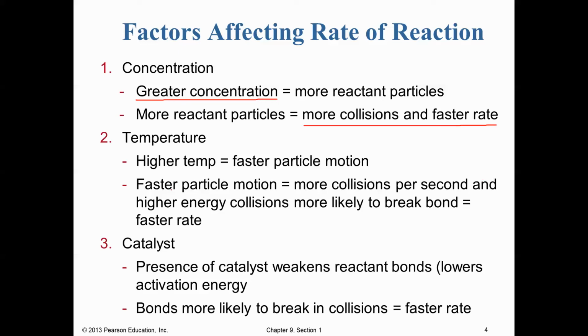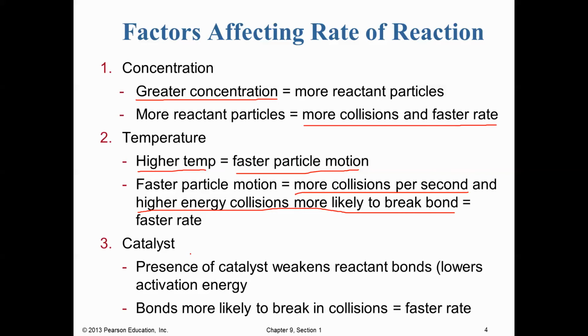Another way to increase our rate of reaction is to increase the temperature. The higher the temperature, the faster our motion of particles, and this actually is going to influence our reaction rate in two different ways. Not only are we going to have more collisions per second, so we have more collisions because we're zooming around faster, but we're also going to have higher energy collisions that are more likely to break the bonds. So again, temperature is very important. Higher temperature means more collisions per second and a higher probability that each collision will actually smash those bonds apart.